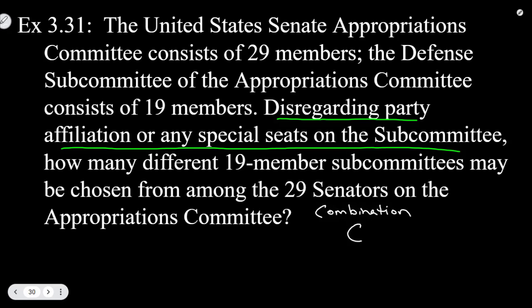And so I'm going to put my C here. Notice we have how many different senators to choose from? We have 29 senators to choose from. So that's going to be our first number here. And then the number after that, the amount of senators that we're going to choose to be on this subcommittee, are the 19. So we would have 29C19. And let's go ahead again and pull up the calculator to do this work.